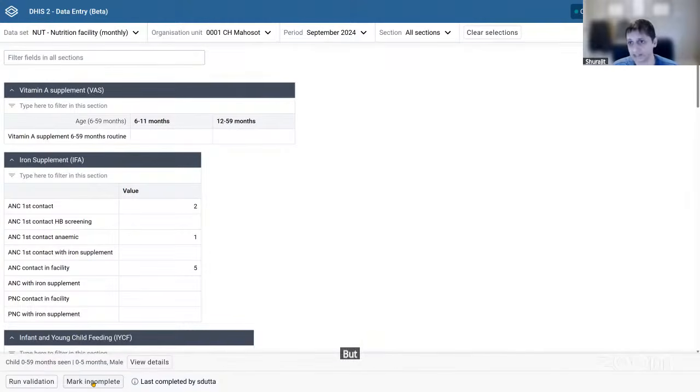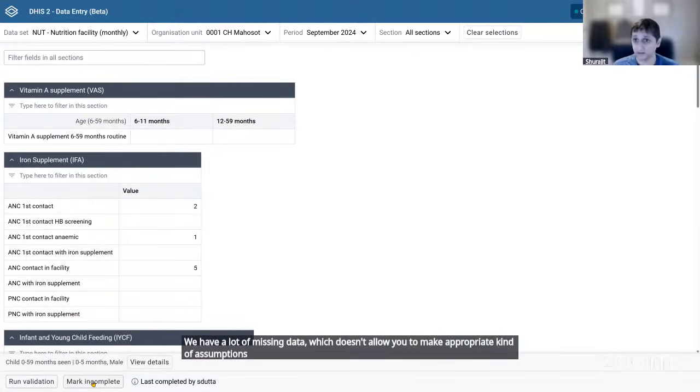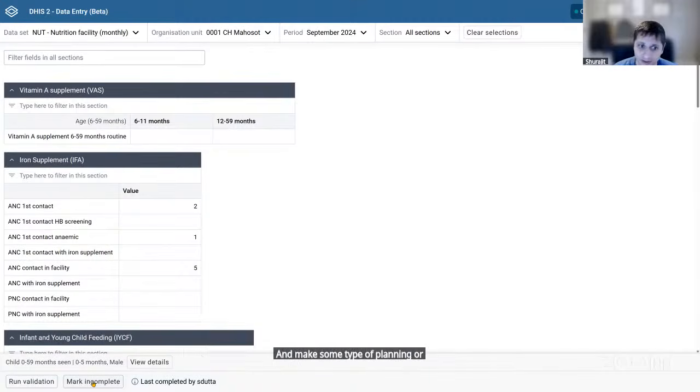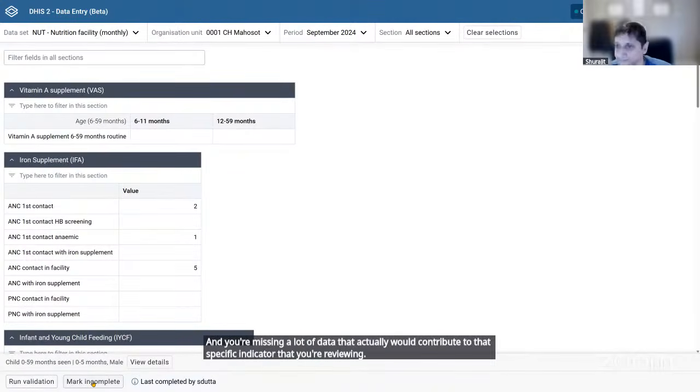But within those data sets, you have a lot of missing data, which doesn't allow you to make appropriate assumptions when you review your information and make some type of planning or policy decision, as the information is not complete enough and you're missing a lot of data that would actually contribute to that specific indicator that you're reviewing.